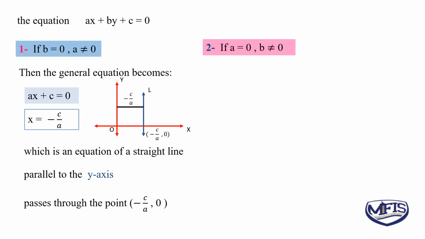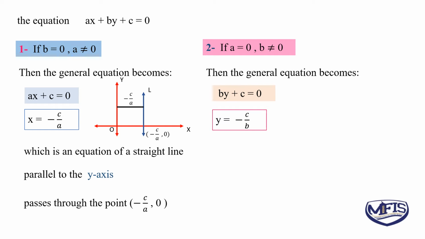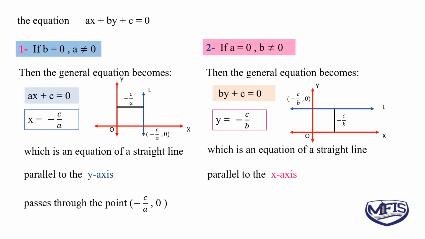If a equals 0 and b is not equal to 0, the general equation becomes by plus c equals 0, so y equals negative c over b. This is represented by a straight line parallel to the x-axis that intersects the y-axis at the point 0 and negative c over b.